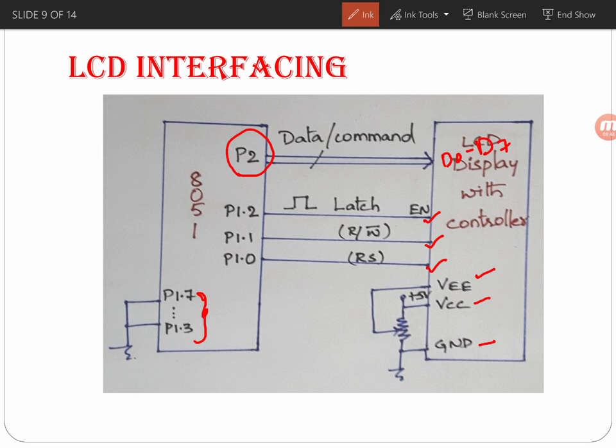So this is a very important diagram. I repeat it again. I am using port 2 for the data lines, and for the control signals, I am using lines from port 1: P1.2 for the enable, P1.1 for the read/write bar, P1.0 for the register select, and all others from P1.3 to P1.7, as I am not using them here, I am grounding them.